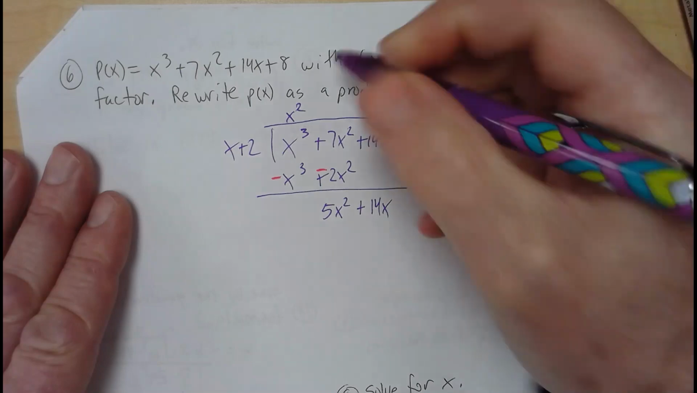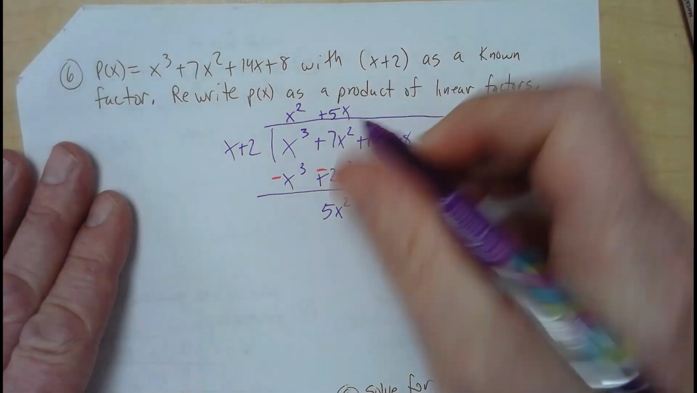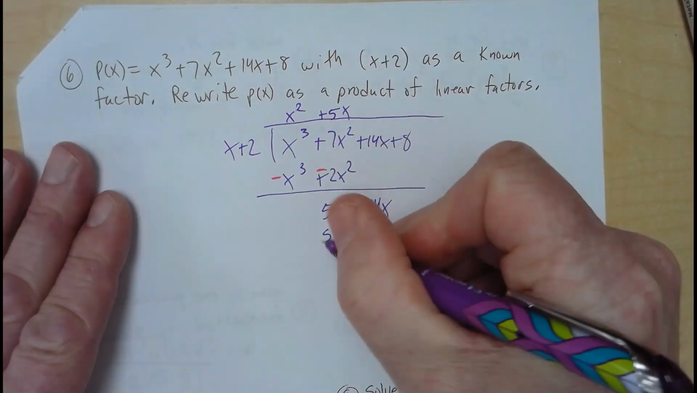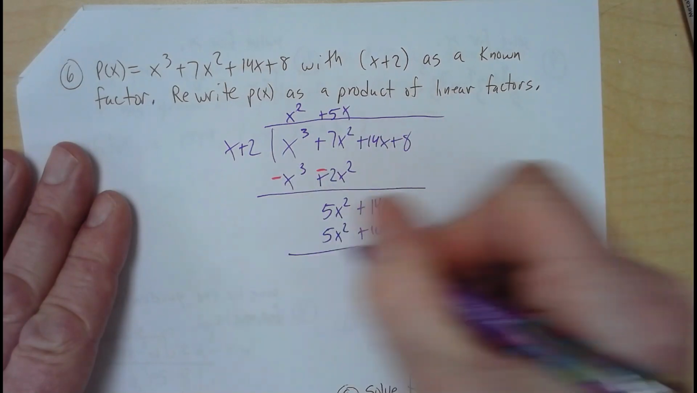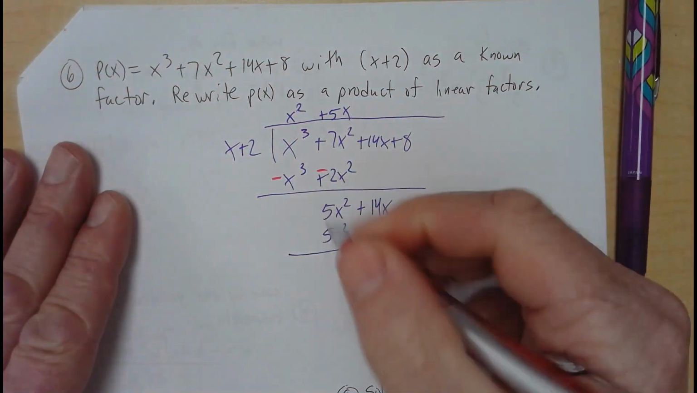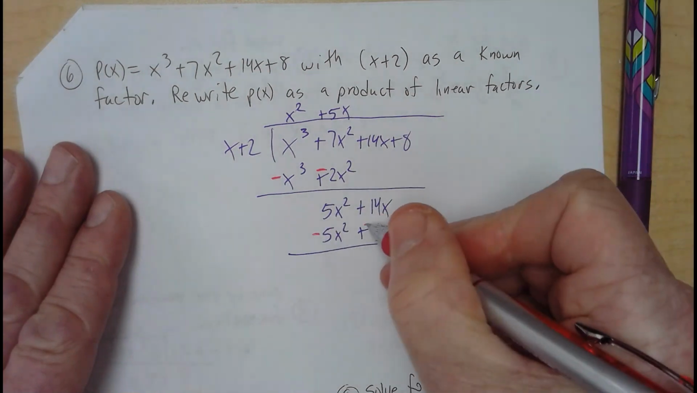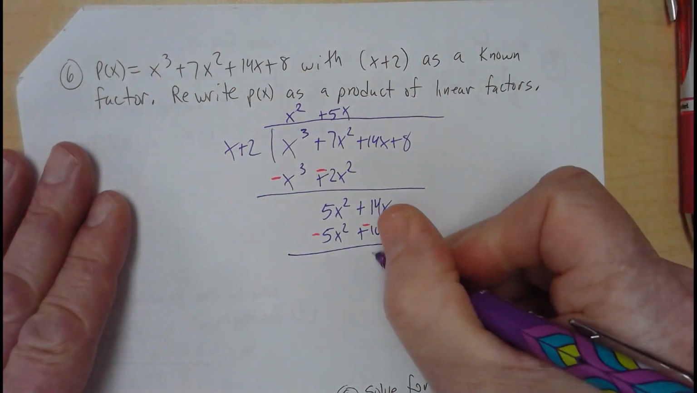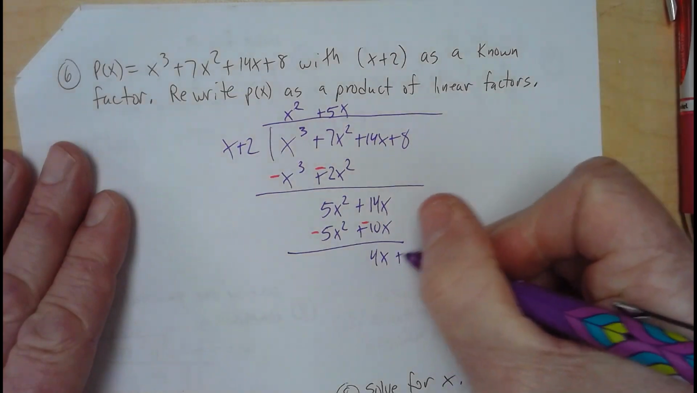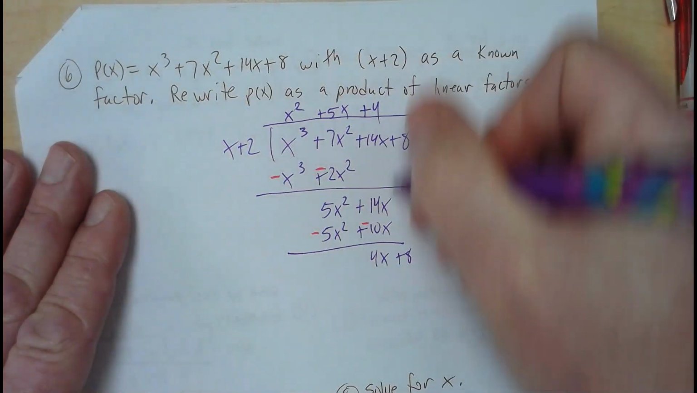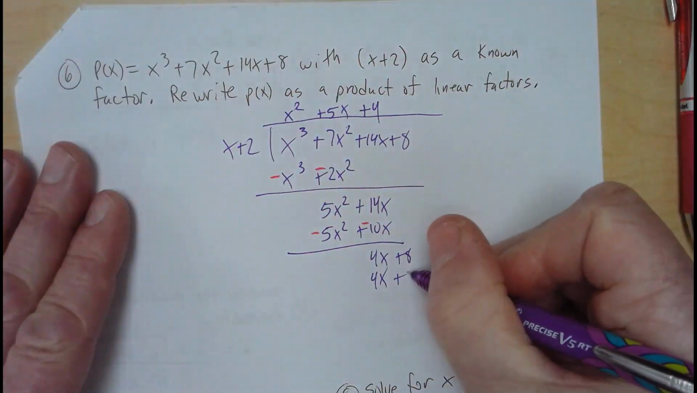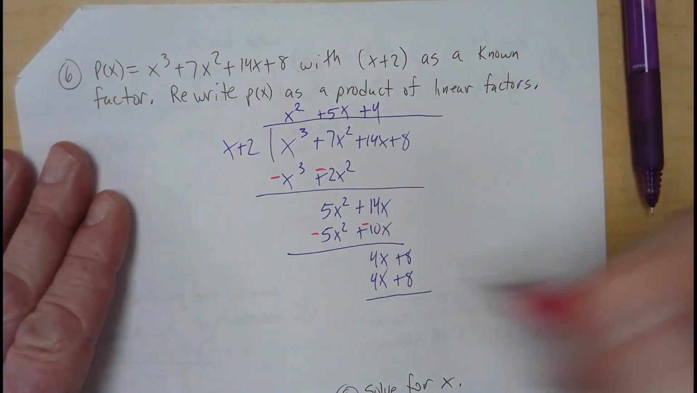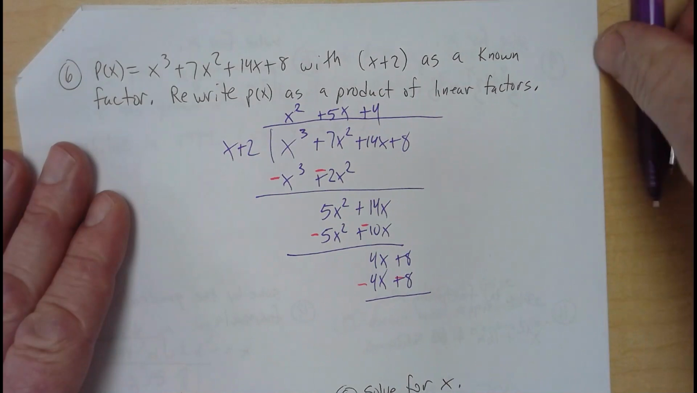Okay, now we need a 5 and an x. 5 times x is 5x squared. 5 times 2, 10x. Draw the line. Subtract. These are the same, so when I subtract it, it goes away. 4x. Drop the 8 down. Now we need a 4. This times this is 4x. This times this is 8. We subtract it, and I get 0.